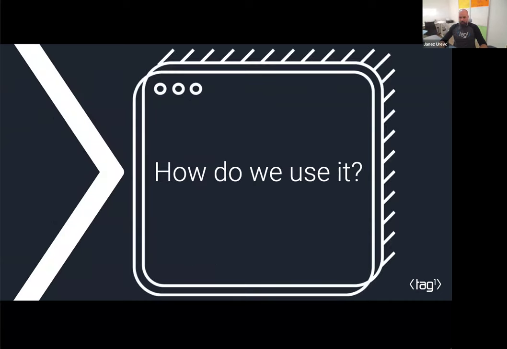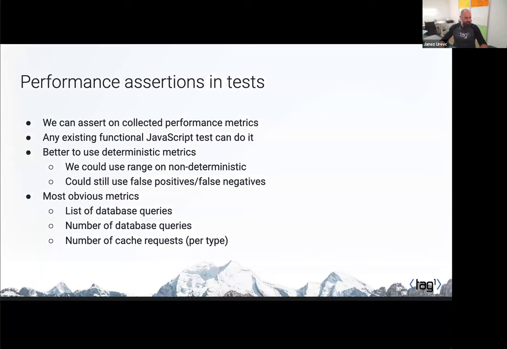So now let's move to the question that probably brought all of you here, how to use it. We can use Gander in two ways. I already touched on this before, but the first and really very straightforward way of using it, especially if you're already using tests and you're familiar with JavaScript tests, is to start adding assertions on performance metrics. You can do this in any JavaScript test. This way you will ensure that performance regressions don't sneak in unnoticed.